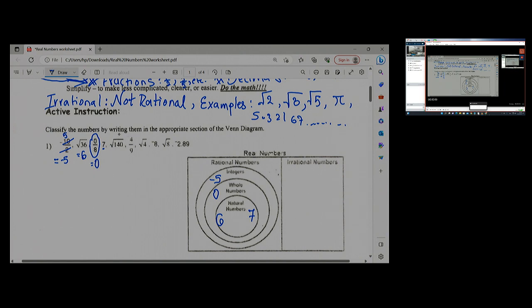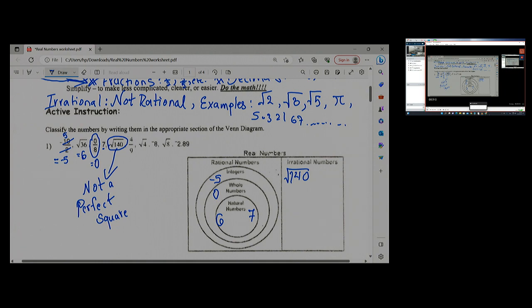Root under 140. So what kind of radical is this? The numbers with the square root we call radicals, okay? What kind of radical is this? No, so it is irrational, okay? Because this is not a perfect square. Understand?